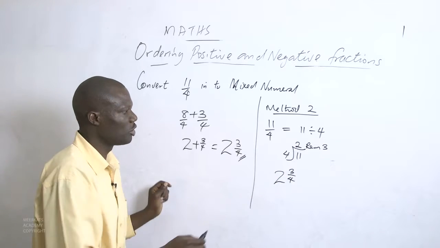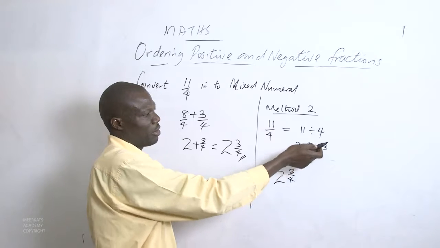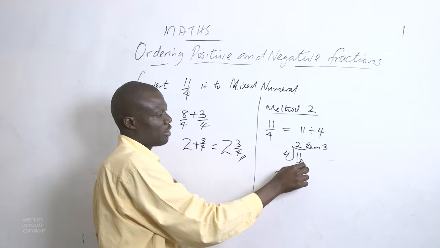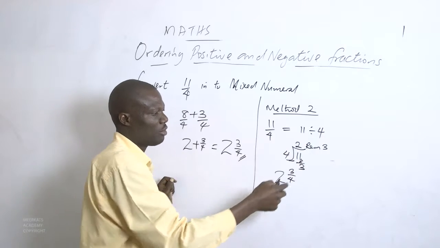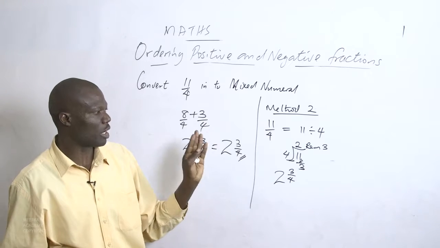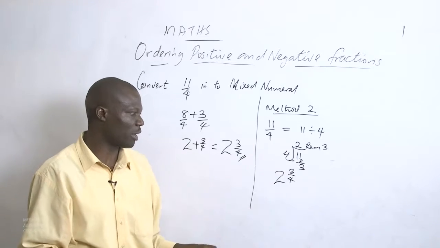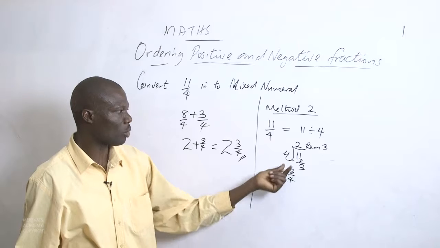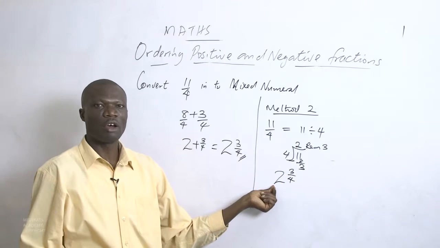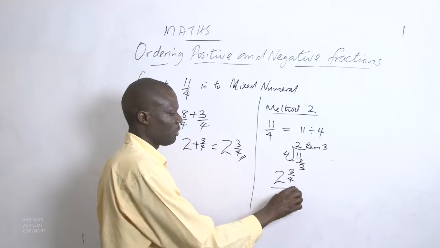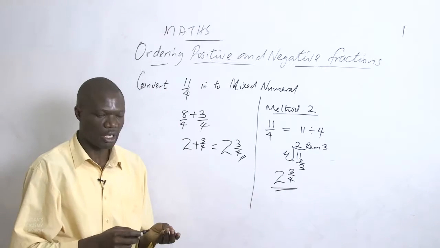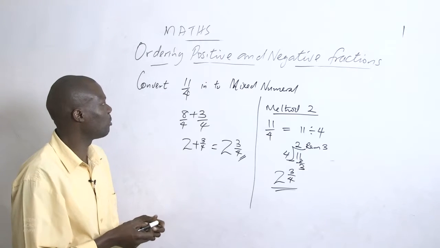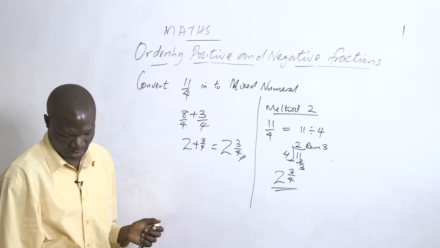Which gives us 2, remainder 3, because 2 times 4 is 8, and when you subtract, you remain with 3. That's why I have 3 there as a remainder, because it is not divisible by 4. So this remainder forms the proper fraction that we have here, while the 2 forms the whole number part of our mixed numeral. So that is how we can simply convert an improper fraction into a mixed numeral.